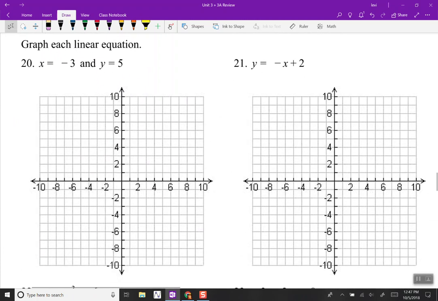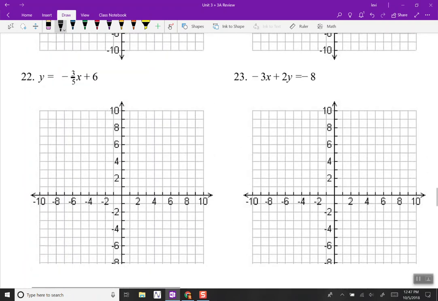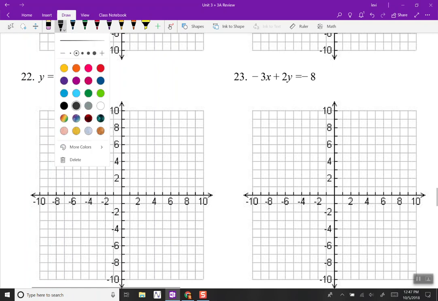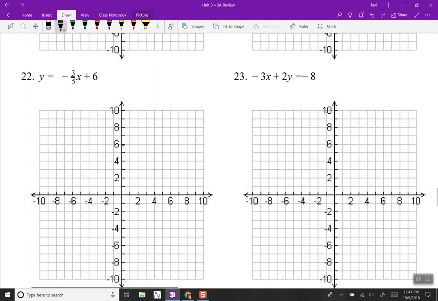Says graph each linear equation. X-intercept at negative 3. Y-intercept at 5. And draw our line. Y-intercept is at 2. Slope is negative 1. Draw our line. Y-intercept is at 6. Slope is down 3, right 5. Down 3, right 5. Up 3, left 5.